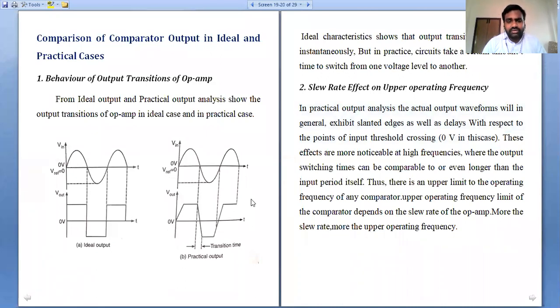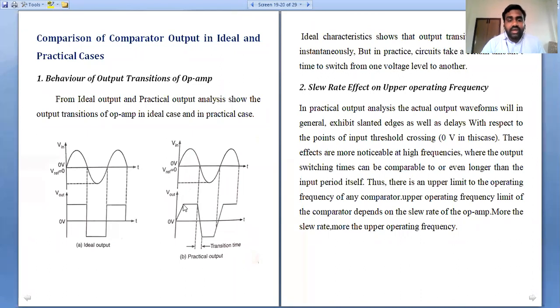This type of condition in the practical output is noticeable when we operate the comparator at high frequencies, where the output switching times are comparatively longer when compared to the input switching times. The switching of the output in higher frequency operation of a comparator is comparatively long when compared to the input period. So this makes the upper limit of the operating frequency depend upon the slew rate.